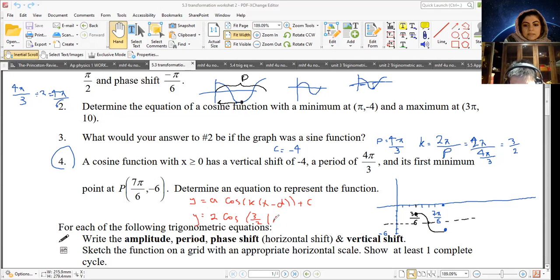Now x minus d. Since this is shifted to the right, it's d. Here you know the cosine starts at maximum, right? Means my maximum is here. What is the distance of this maximum to the y-axis? It is 3 pi over 6. So d is going to be 3 pi over 6, since this is shifted to the right, so you have a negative here. Plus the c is your axis of symmetry, which is at -4. So that is the equation of the function.